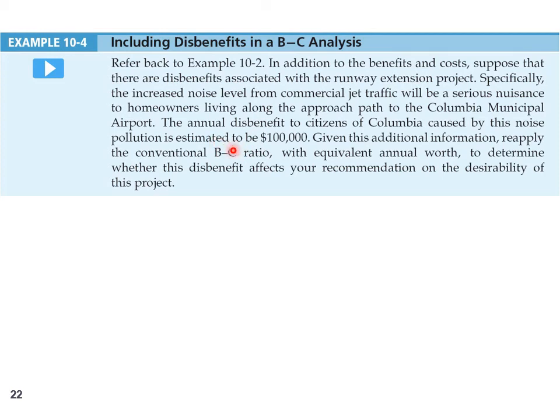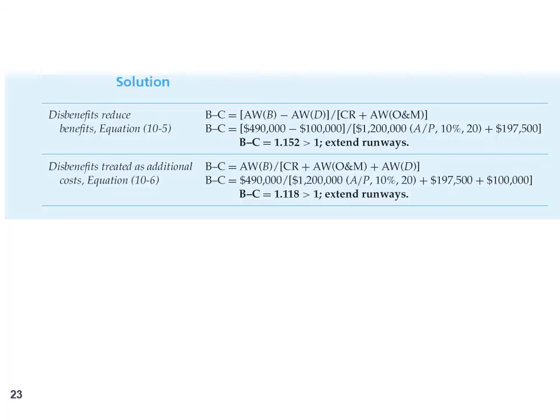But in this example, assume that we measured it, we estimated it, and we are going to use this as the disbenefit, and we will use the conventional BC method. It asks here, with equivalent worth, to determine how these disbenefits affect the recommendation.